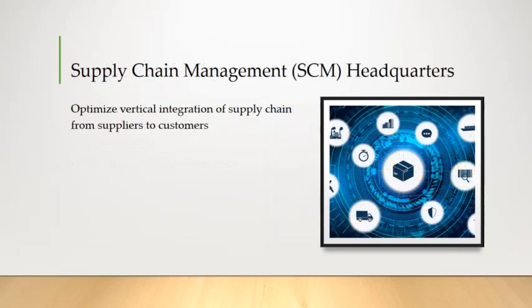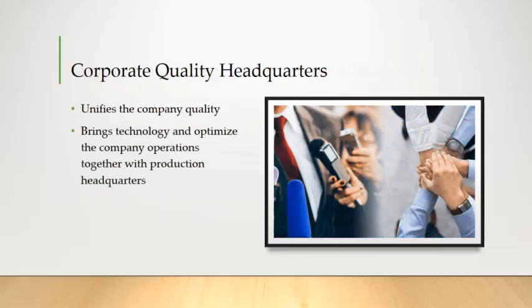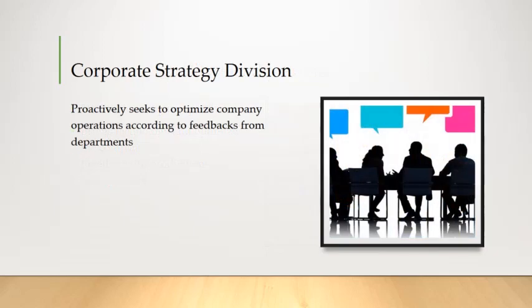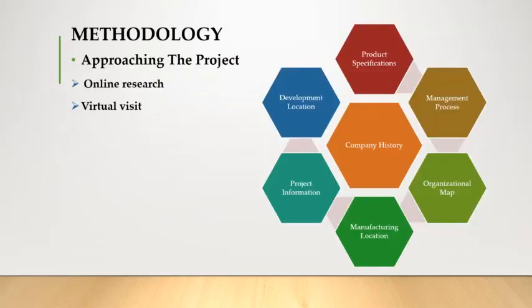Supply Chain Management, or SCM headquarters, optimizes vertical integration of the supply chain from the suppliers to the customer. Corporate Quality Headquarters unifies the company quality. They also bring technology and optimize the company operations together with the production headquarters. Finally, the Corporate Strategy Division proactively seeks to optimize company operations according to feedback from various departments.